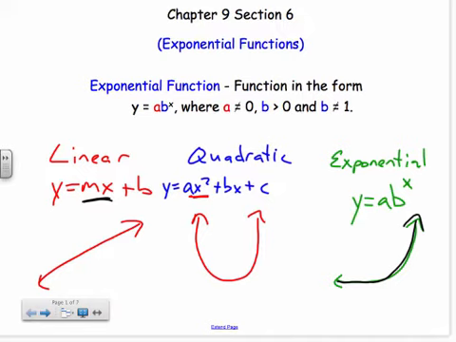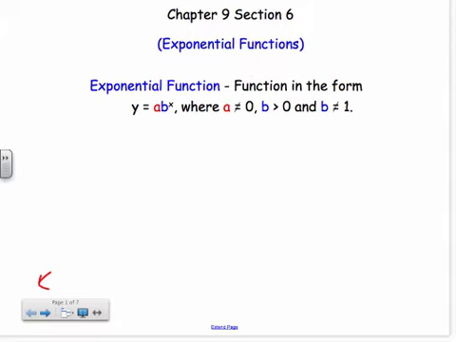Okay? So let's take a look at our standard form of this exponential stuff here. So y equals a b to the x power. Just raising the b to the x power. Okay? A can't be 0 because then it makes the whole thing 0. B has to be greater than 1.